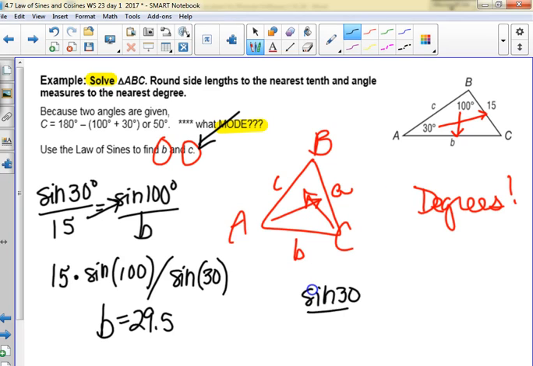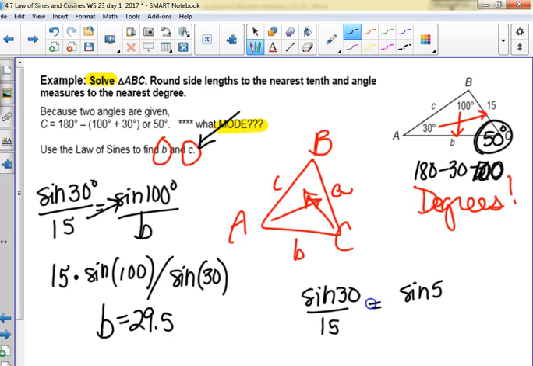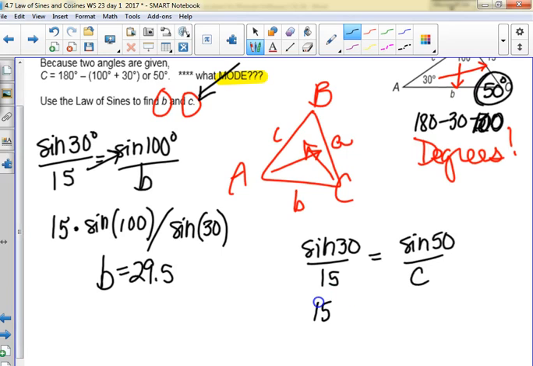Sine of 30 over 15. I would definitely use that pairing because they gave those both to us. But then we need this angle. How are we going to find that angle? Oh, we're going to subtract from 180, and that leaves 50 if I did that right. So we're going to do sine of 50 over C, and then we're going to type that very carefully, remembering again to close parentheses. What'd you get?